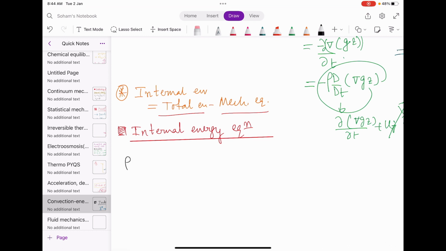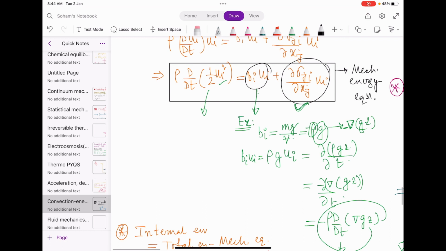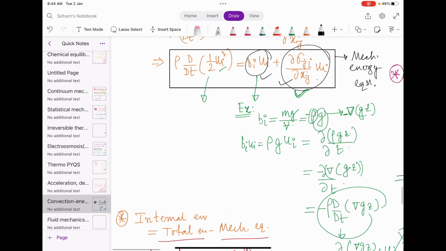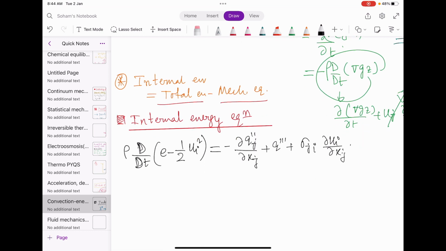Okay, so this is rho d/dt of E minus half ui square. And this will be what? In the RHS of the total energy equation, I had this and this term common, so these terms will be cancelled out, and the other terms were qij, this thing plus this thing, right? And now this term was not there, the counterpart of this, that is sigma ij del ui del xj. Okay, so this is the internal energy equation, right?